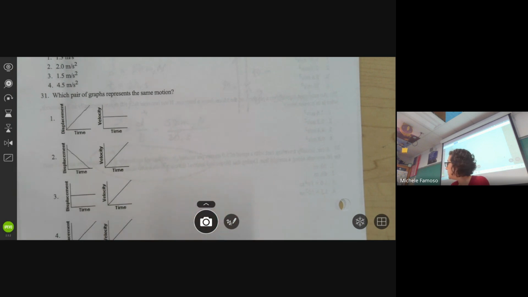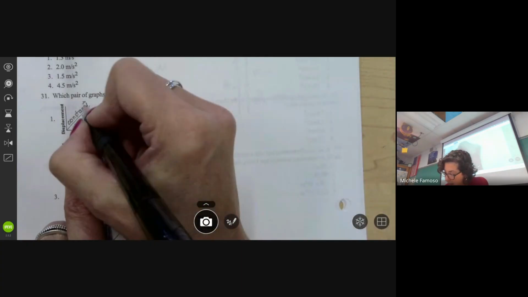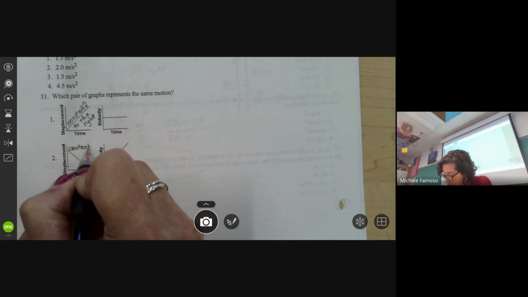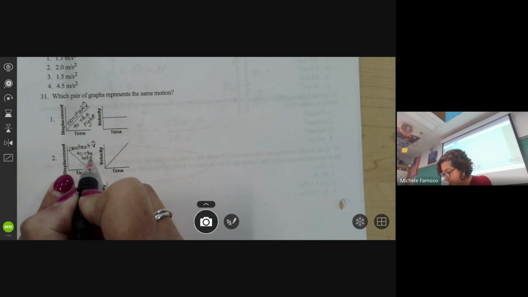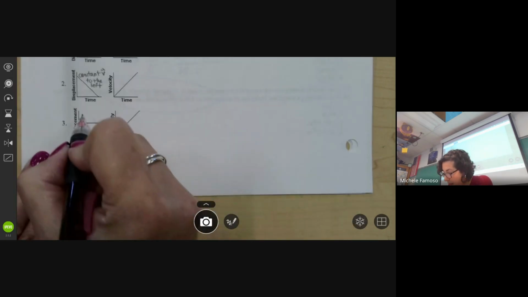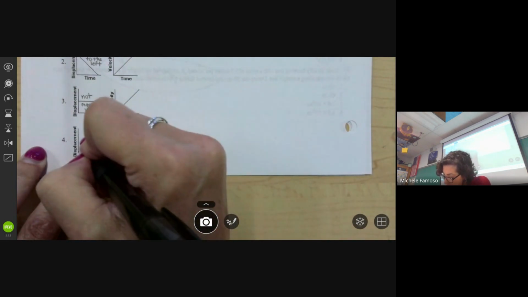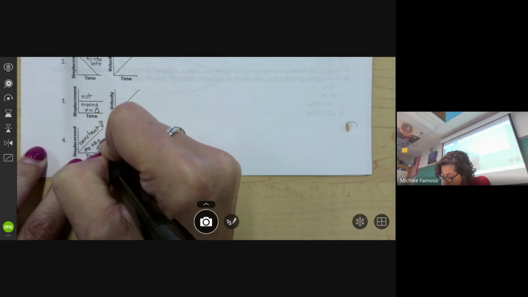So let's start with our displacement time graphs and describe what they're saying. This one's a diagonal line, which means I have a constant velocity to the right. I know I'm moving to the right because it has a positive slope. This graph, diagonal line, means I have a constant velocity, but since it's a negative slope, it means I'm going to the left. This one here, horizontal line, means I'm not moving. In other words, my velocity is 0. This graph is the same as graph 1, so this is a constant velocity to the right.